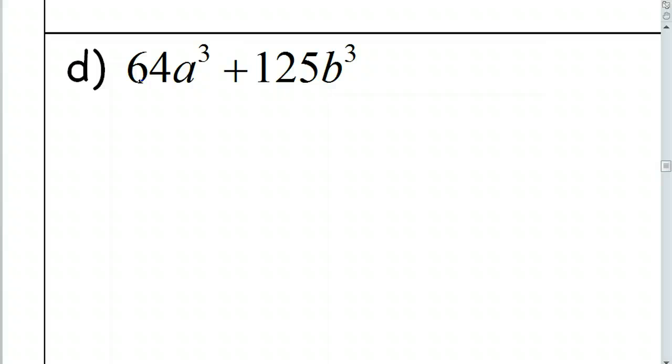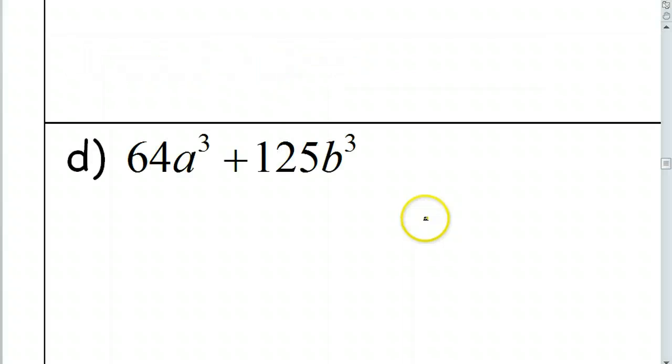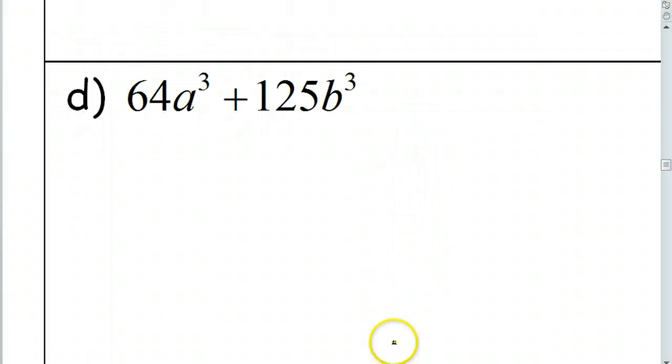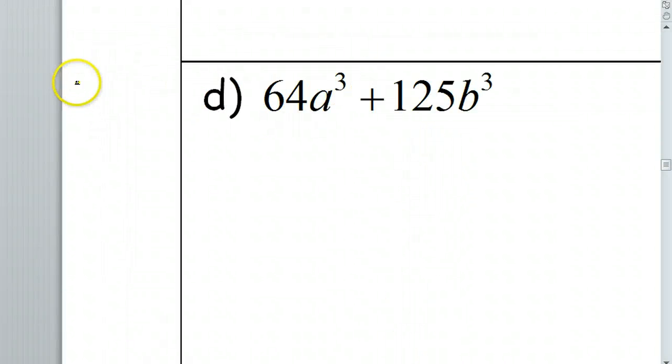But luckily, and I hear Mackenzie saying to us, remember, just like we learned the difference of 2 squares, we learned a special pattern for the sum or difference of 2 cubes. And that's what's happening here. This is the sum of 2 cubes. Remember, I used to tell you guys that little list would be helpful to you. And I'm talking about this.